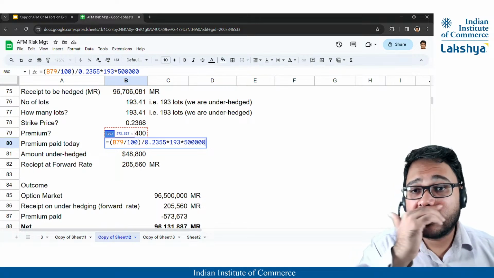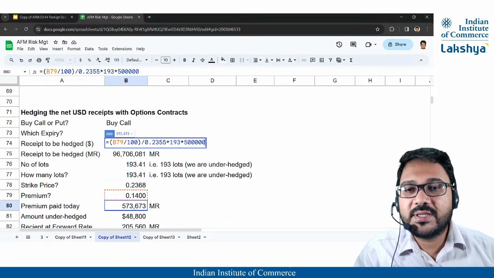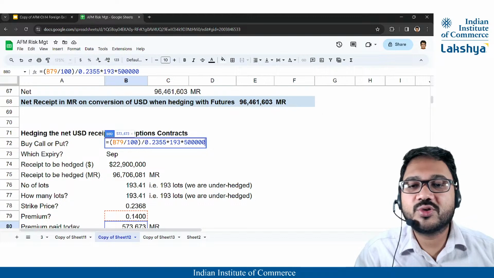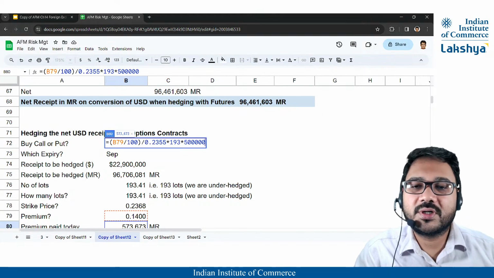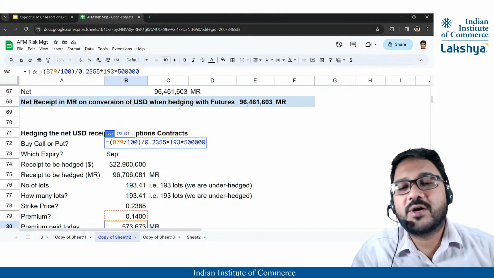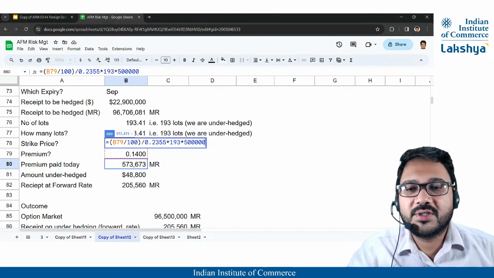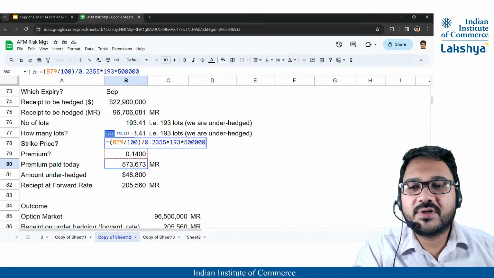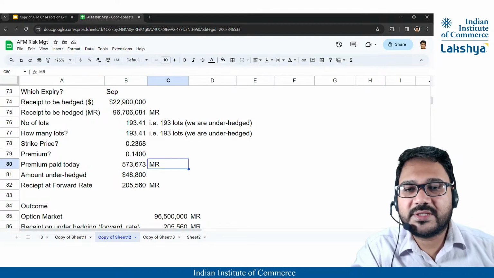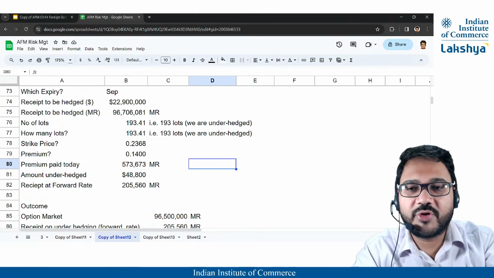Okay, sorry. We are converting it at the spot rate. That is 0.2355 into 193 into 193 contracts into how many the underlying contracts are. Okay, I'll just re-explain this part to you to avoid any confusion.